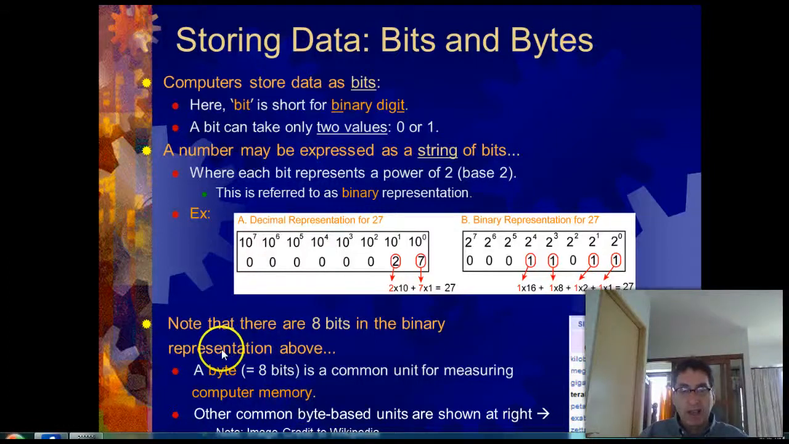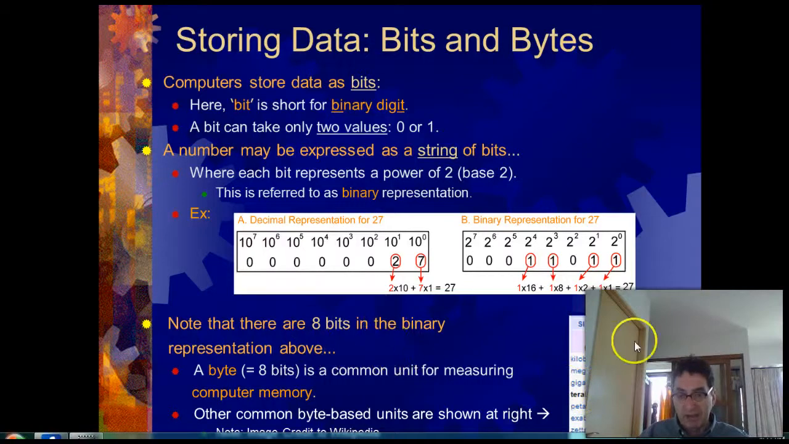Okay, so we said that these are called bits. There are 8 of them together, and that is called a byte. A byte is a common unit for measuring computer memory. And then there are other byte-based units shown here. So we have a kilobyte, a megabyte, a gigabyte.